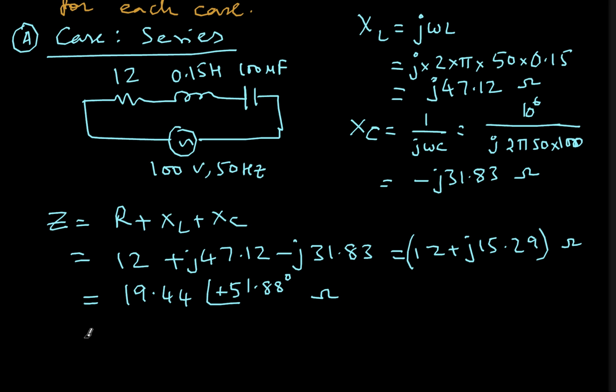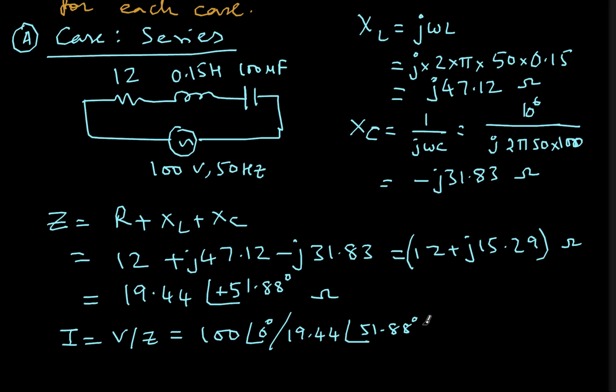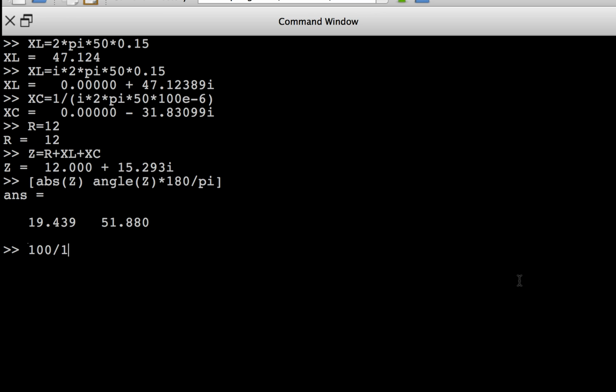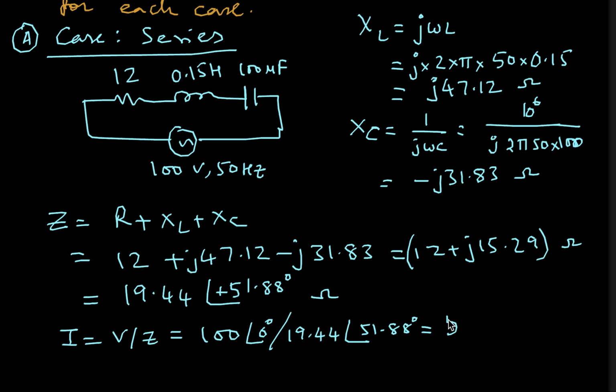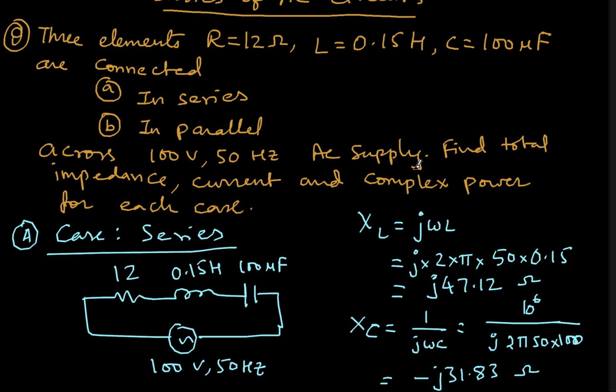So now it is straightforward to find the current. The current is nothing but V by Z. So that's nothing but 100 angle 0 degrees divided by 19.44 angle 51.88 degrees. And that will give me the current. So let's do that. So 100 divided by 19.44, that is 5.144. This is the magnitude of the current and the angle of current is minus 51.88 degrees. So this is in amperes. So this is about the series connection. What else do we need to find out? Find the total impedance, current and complex power for each case.